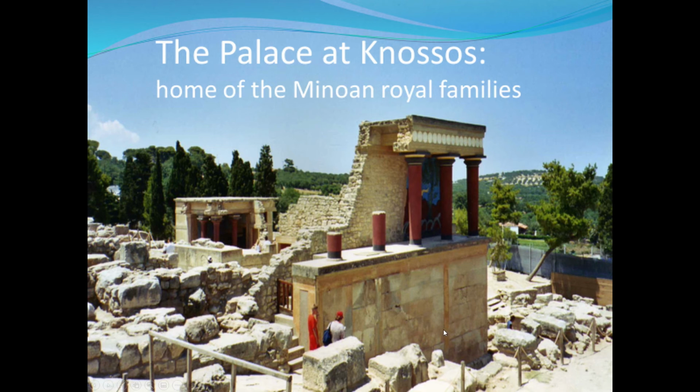Now, in this picture, you can definitely see the palace located at Knossos, which was unearthed by the archaeologists. Since it was a palace, it must be the home of the Minoan royal families.